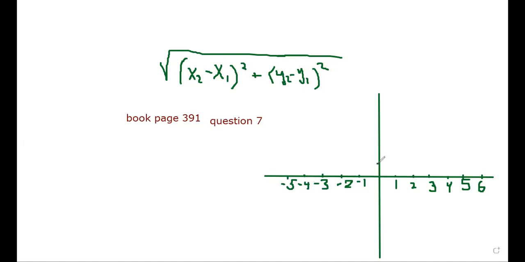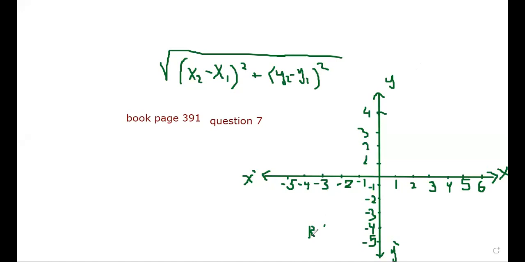-3 and -4. Okay, just a second. So this is 1, 2, 3, 4. We will start to plot the points. What is the first point? The first point is -3 and -4. So we will go to -3 and then we will move down till -4. So this is the first point. This is R.